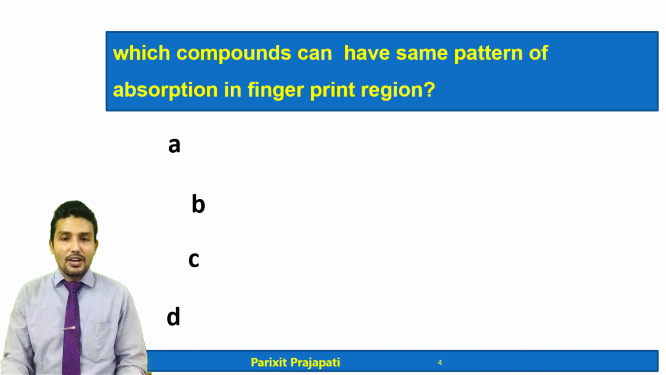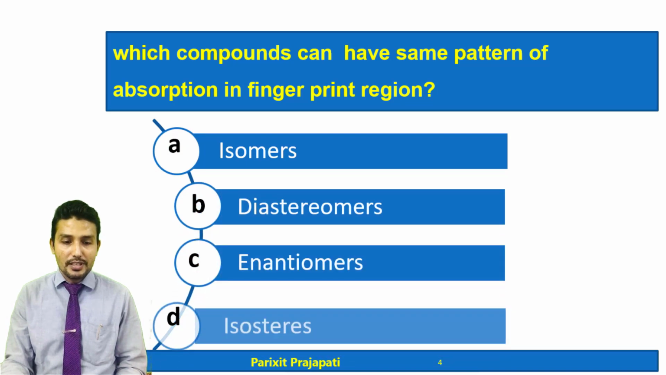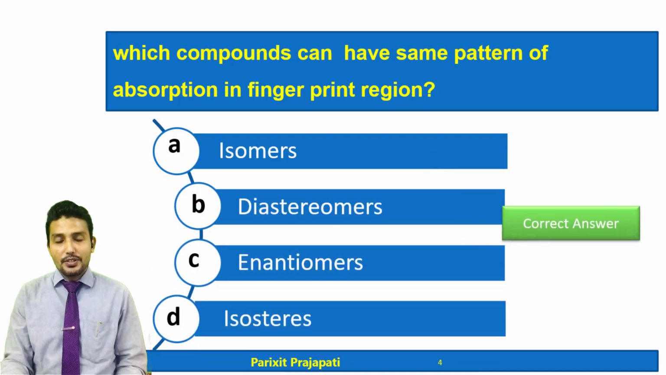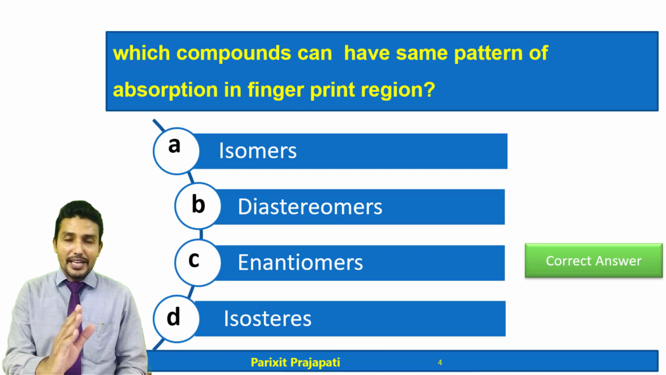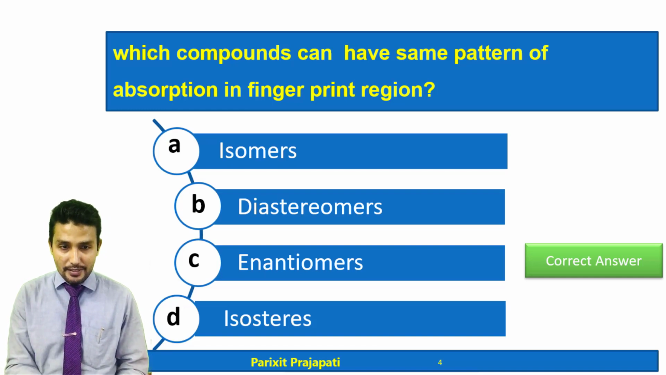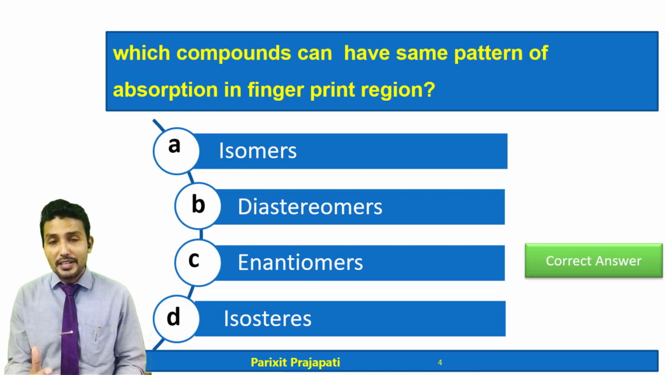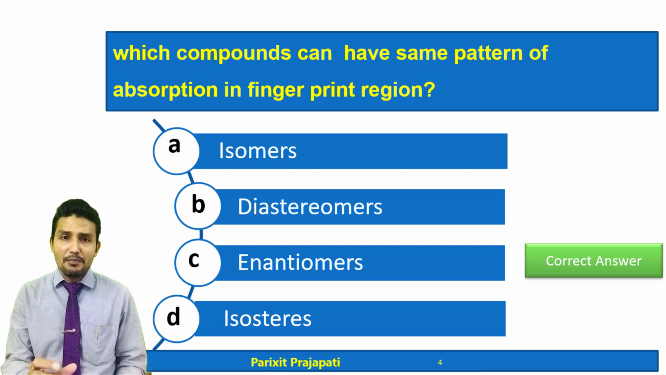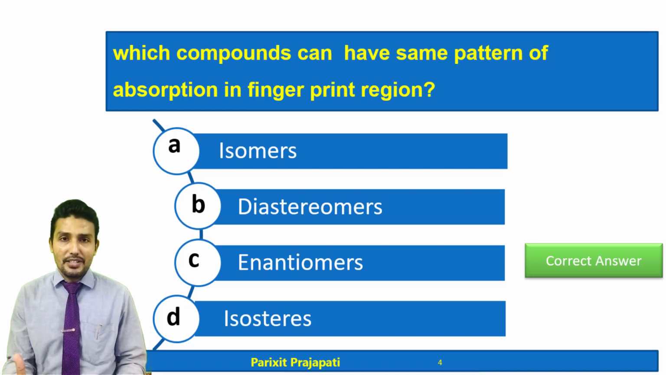Next question. Which compounds can have the same pattern of absorption in a fingerprint region? Isomers, diastereomers, enantiomers and isosters. So the correct answer is enantiomers. We have discussed that in a fingerprint region, the pattern of absorption is unique. But enantiomers cannot be distinguished in fingerprint region because enantiomers are non-superimposable mirror images. So they have the same type of atom, same type of bond, same bond angle. Only difference is they are mirror images of each other in three dimensions. So that is difficult to distinguish in a fingerprint region.